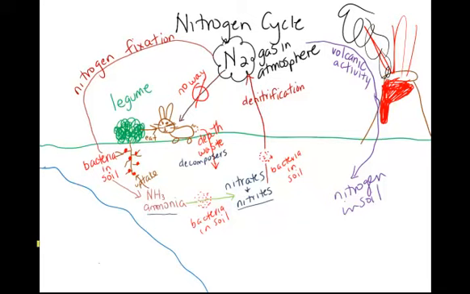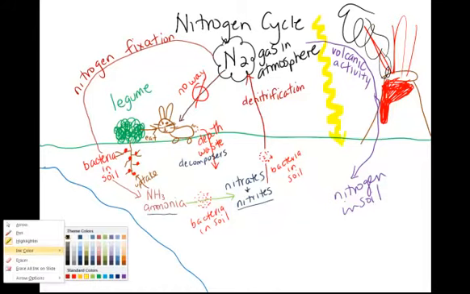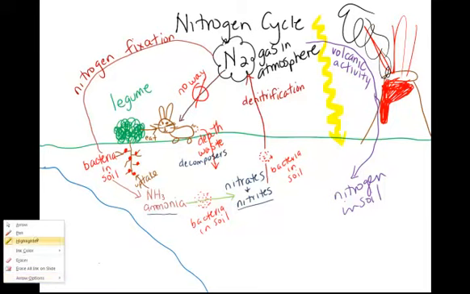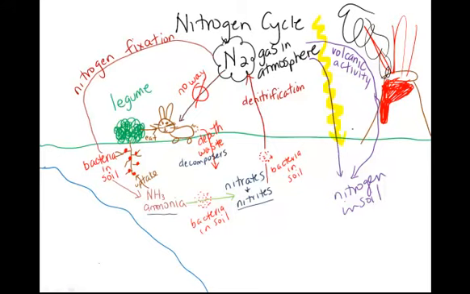The other thing that's really powerful that can take nitrogen gas and put it into the soil, available for plants, is lightning. So we're going to do a little lightning here. And lightning can also take nitrogen gas and put it back into the soil in a form that plants can use. Lightning. Add lightning to our picture.